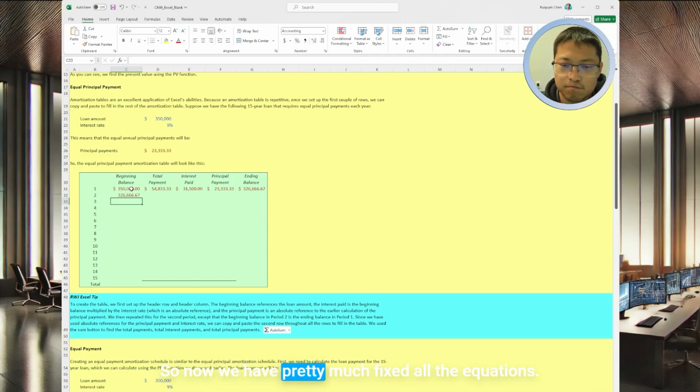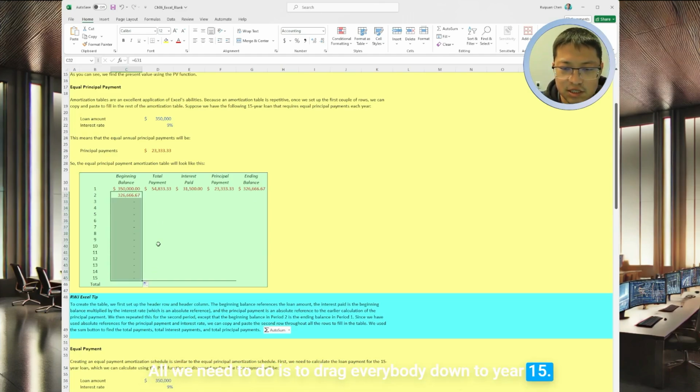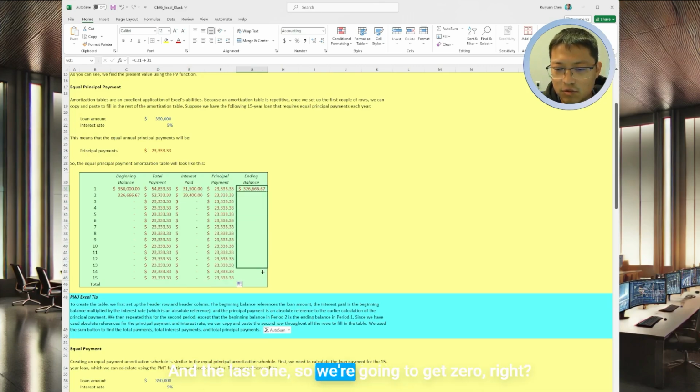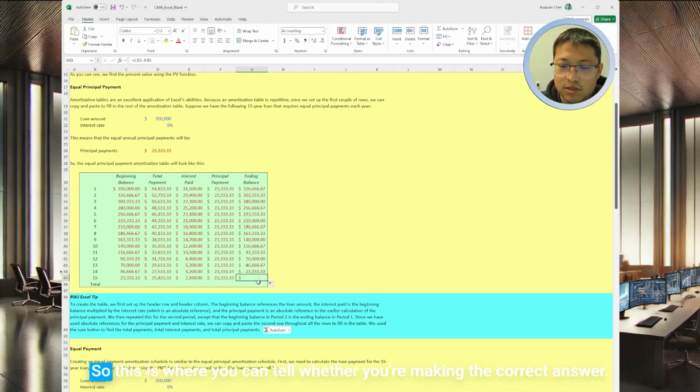So now we have pretty much fixed all the equations. All we need to do is drag everything down to year 15. Don't worry if there's nothing yet, it will be there. I'm going to do this one by one. And for the last one, we're going to get 0, right? This is where you can tell whether you have the correct answer: because we are paying off the loan at the very end of the last year, you need to have a 0 ending balance. If you end up with a positive or negative number, you're making a mistake somewhere.